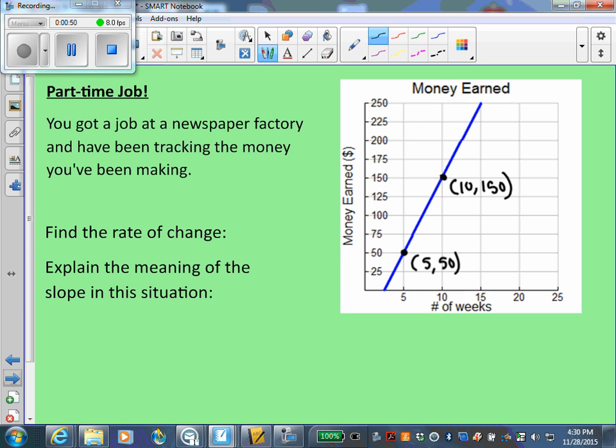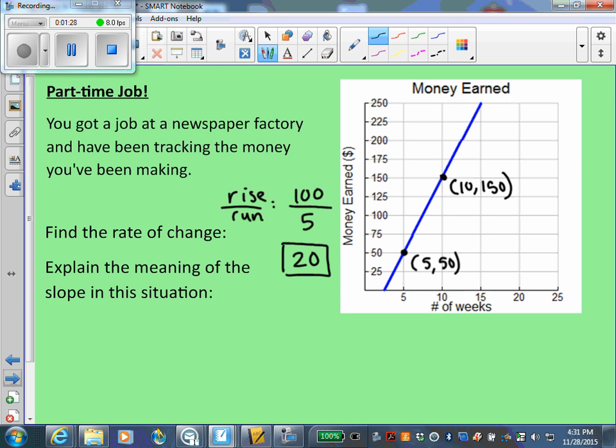So remember, slope is rise over run. So let's find the rise first. So the rise is going from 50 at the first point to 150 at the second point. So the difference in those two values is 100. So our rise is 100. And our run is going from 5 over to 10, which is a change of 5. So the rise over run is 100 over 5, which we always reduce, and that really means 100 divided by 5, which is 20. So our slope, or our rate of change, is 20.